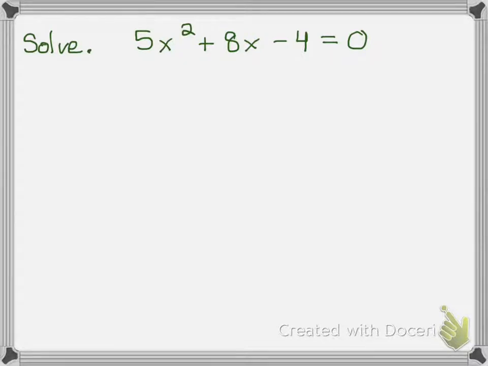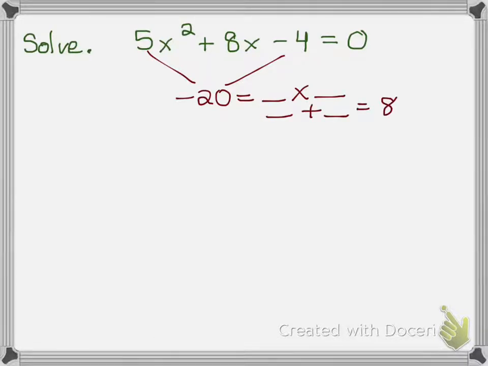First thing you're going to do is multiply your first and last term. So 5 times negative 4 gives me negative 20. And then I'm going to find two numbers that work. So I'm now going to think what multiplies to equal negative 20, but when I add them, they will equal 8. The two numbers that work are 10 and negative 2.